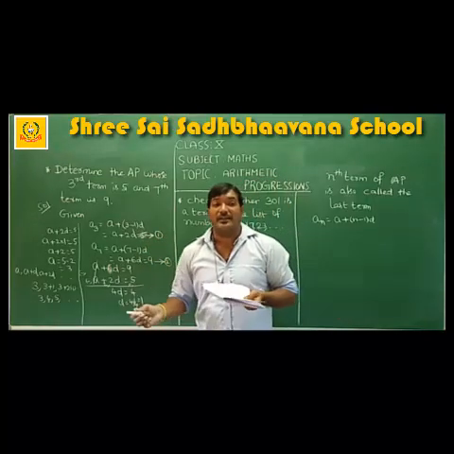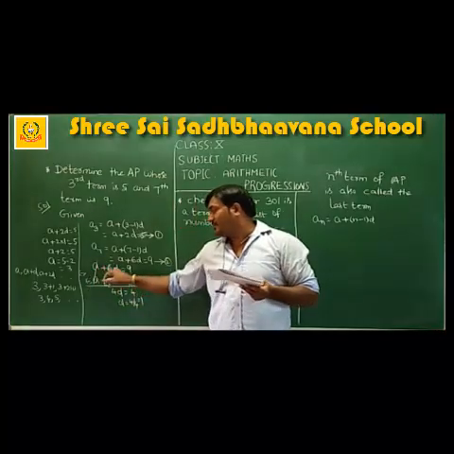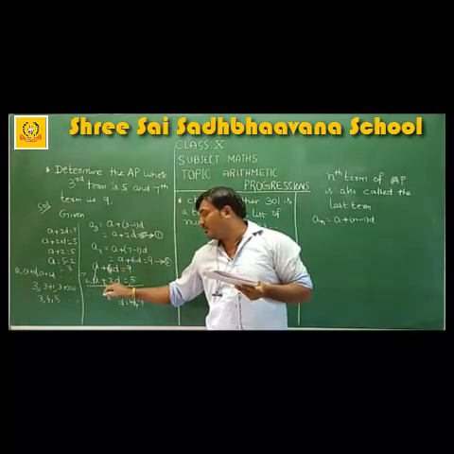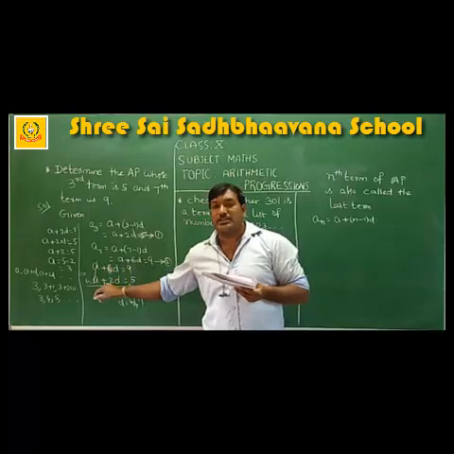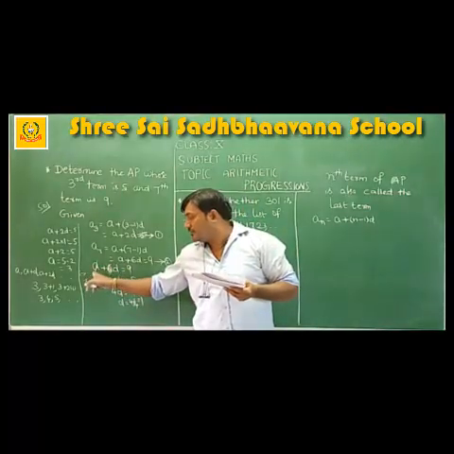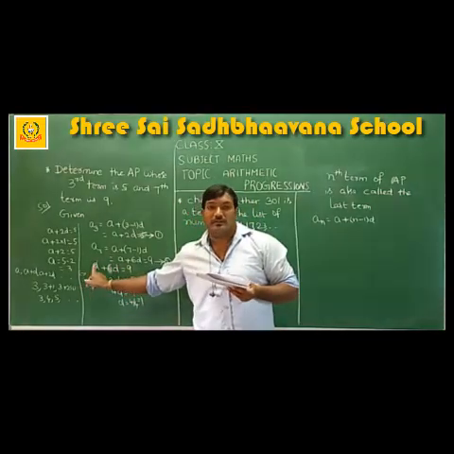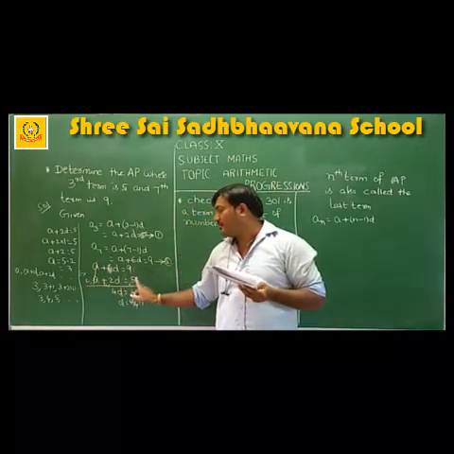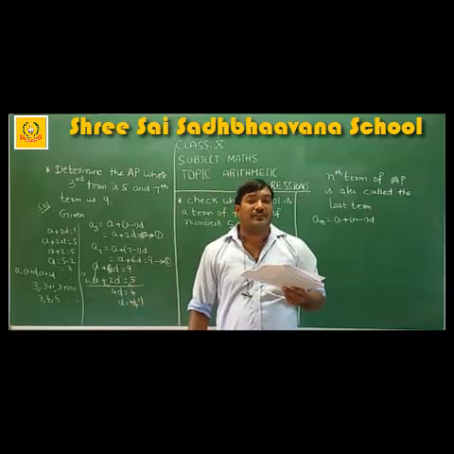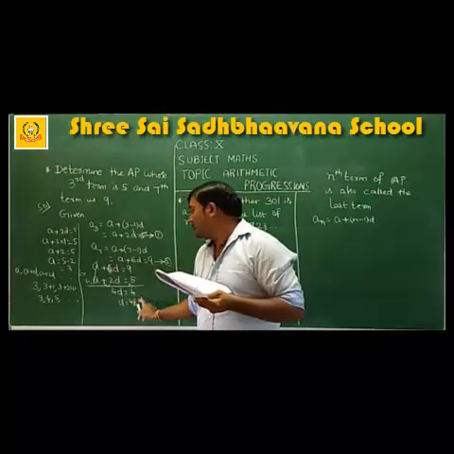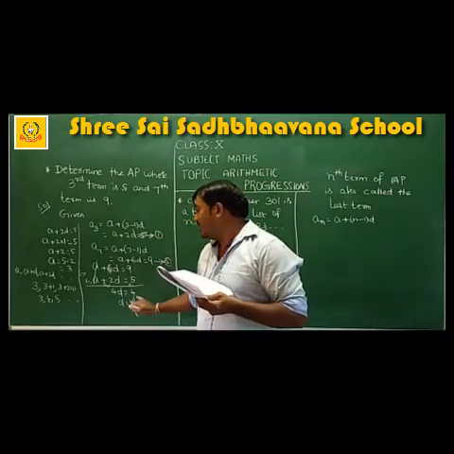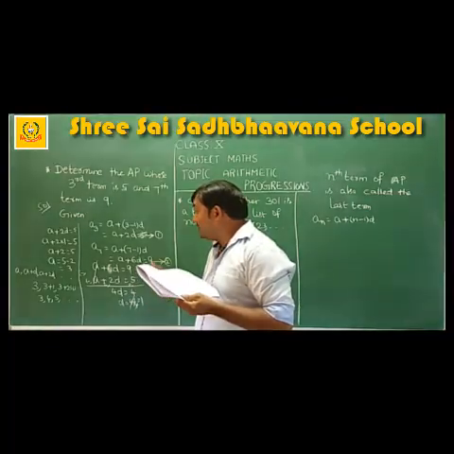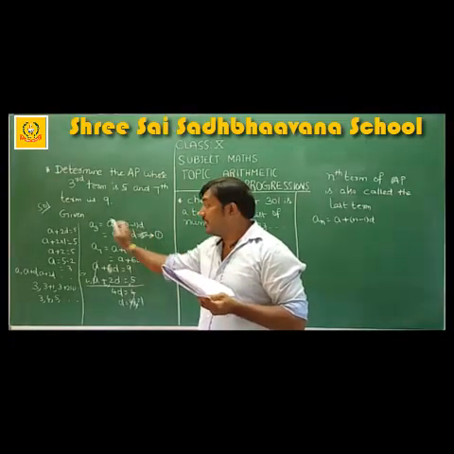Solve these two simultaneous linear equations. a plus 6d is equal to 9, a plus 2d is equal to 5. Subtract. When you subtract, a and a both get cancelled. 6 minus 2, 4d, and 9 minus 5 is 4. So d is equal to 4 by 4, which is 1. Once you get the d value, substitute it in any of these two equations and you will get the a value.